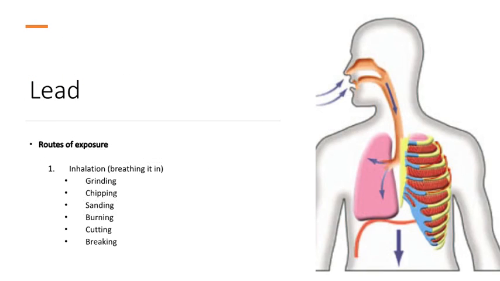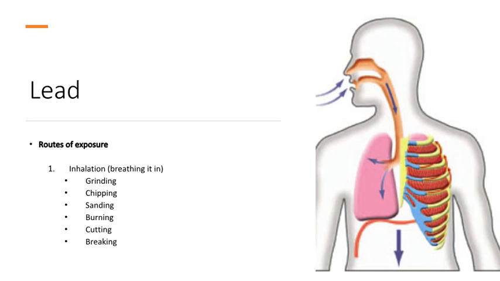Two routes of entry are of major concern. The first is inhalation. When lead is disturbed, it can generate lead in the form of fumes, dust or mists. Any work you do that disturbs lead should be considered hazardous, especially these listed. Two routes of entry are of major concern: inhalation and ingestion.